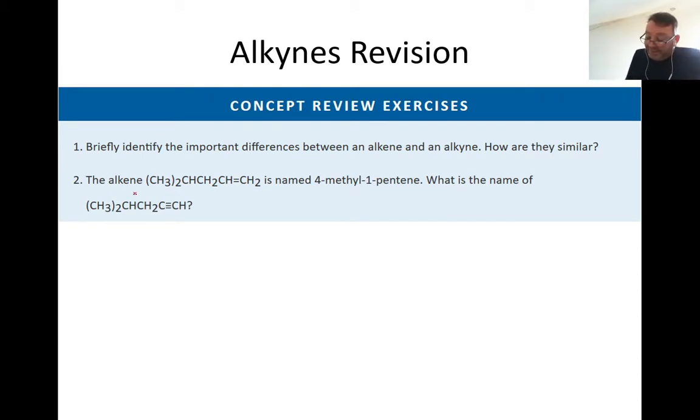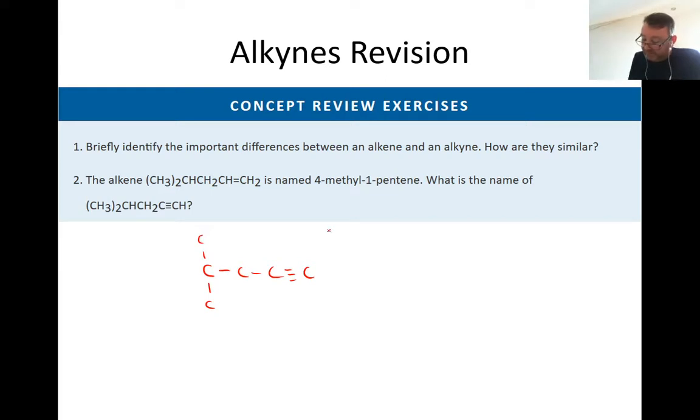The alkene CH3 twice CH, CH2, CH double bond CH2 is named 4-methyl-1-pentene, or as we would say here, 4-methyl-pent-1-ene. What is the name of CH3? Now I think just draw it. Let's have a look at it and see what it looks like. So what have we got? These are branches. So you have a carbon which will have two CH3s like that. Then we have another carbon which has two hydrogens. Then we've got the triple bond C, and we've got a final H over here. So that's the way this looks.